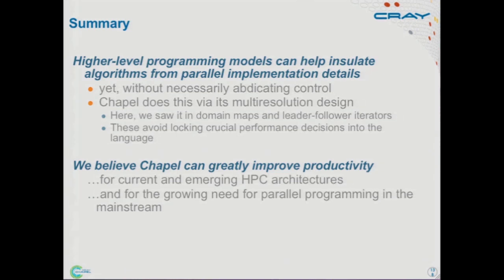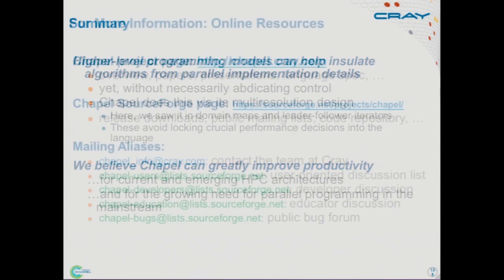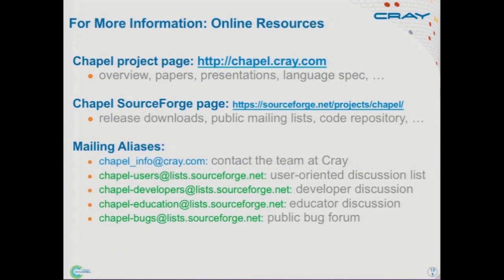So to summarize the whole talk, higher level programming models, I think, can really help insulate algorithms from parallel implementation details. They let you focus on parallelism and locality and not focus in every line of your algorithm about how to map it down to the machine. But you can still do that, it's just in a separate part of the code. We think through this, Chapel can greatly improve productivity, both for current and emerging HPC architectures, and also in mainstream parallel computing. So if you want more information on Chapel after today, there are a couple of web pages here.